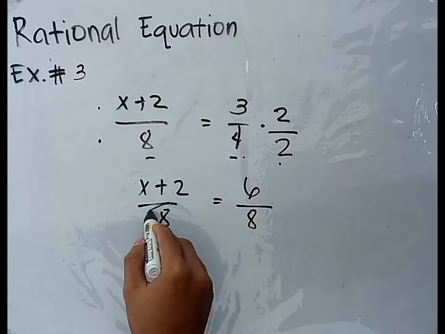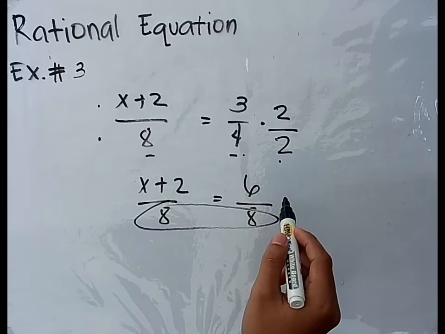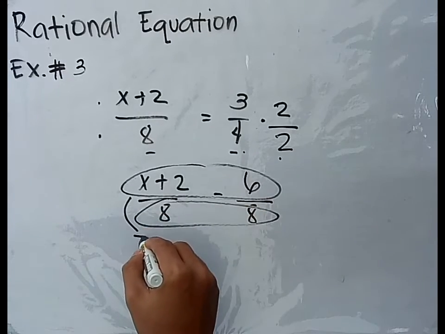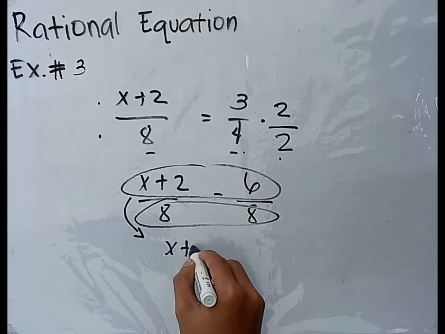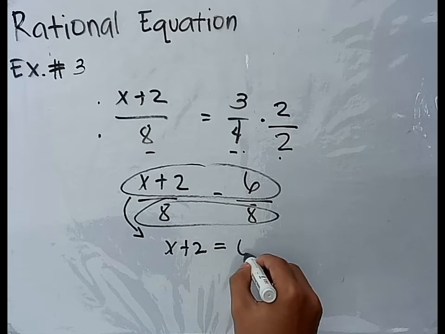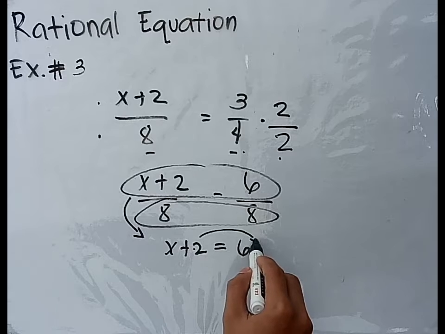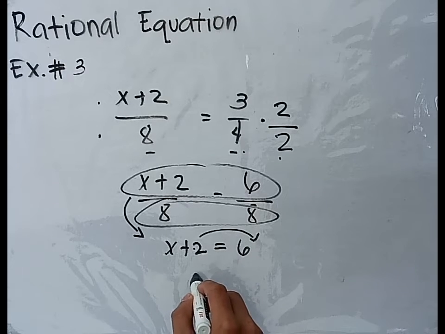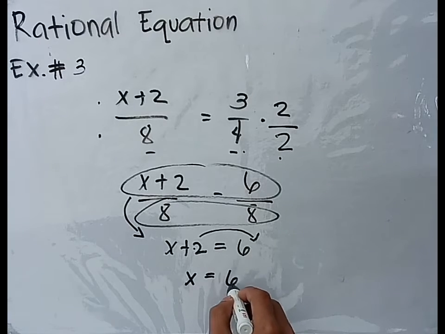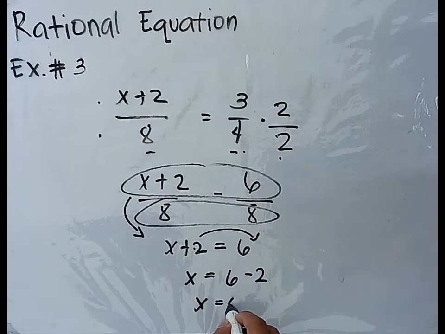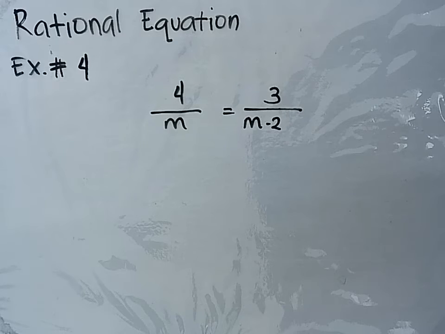Now we have the same denominator. So let's take the numerator and put it down as x plus 2 equals 6. We need to transpose the positive 2 from the left to the right, which will change the sign. Now we have x equals 6 minus 2, then x equals 4. This is the final answer.